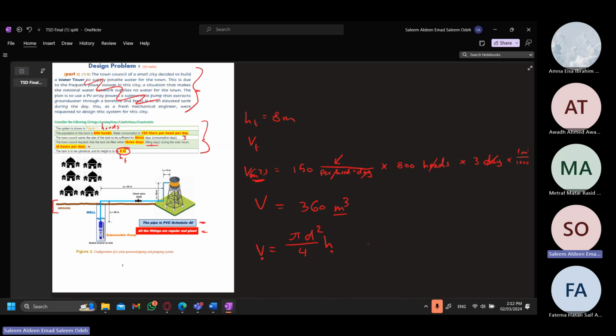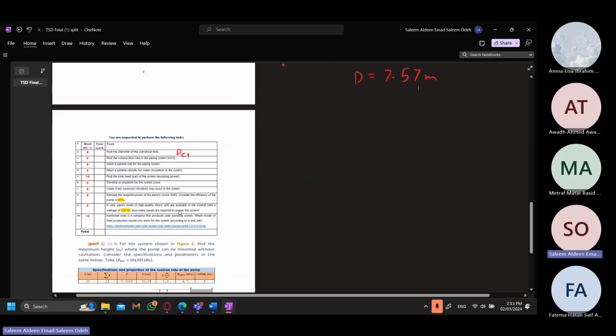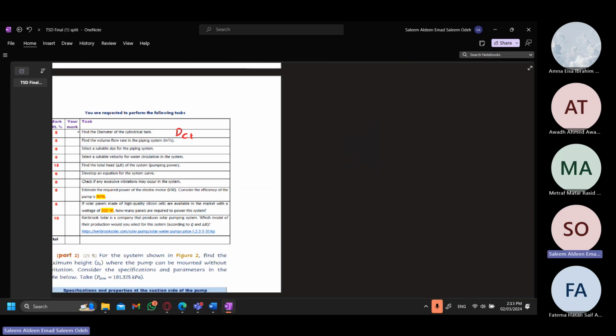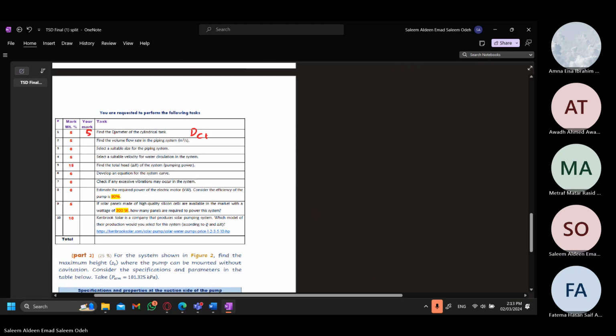What we need is the diameter. So just substitute the values. So you have 360 equals pi d squared over 4 multiplied with 8. If you rearrange the equation, you end up with a diameter of 7.57 meters. Now, just doing this, you've secured yourself about 5 marks. Just simple multiplication and division, you secured yourself 5 marks.